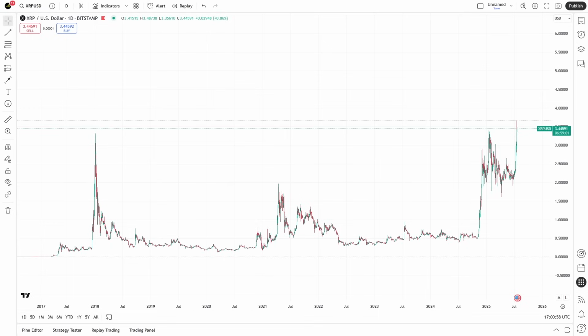This is going to be an XRP video. We've had some exciting action on the XRP chart. Price has made it above the all-time high, or now it's the previous all-time high.